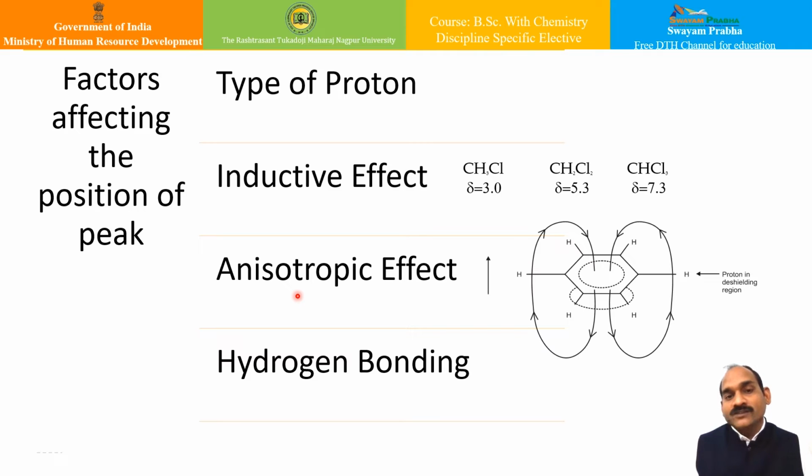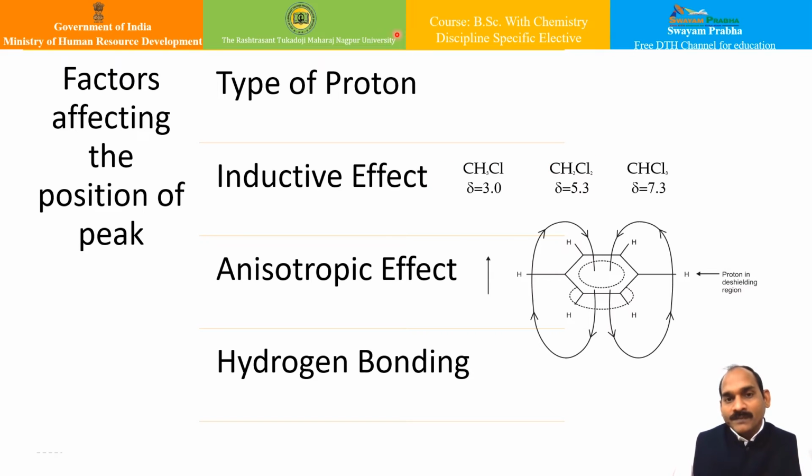Likewise, in the case of the inductive effect, if an electron-withdrawing group is present near the proton, it pulls the electrons, and therefore de-shielding of the proton takes place. Such a proton resonates at lower field, and therefore a higher chemical shift takes place. Take the example of methyl chloride, dichloromethane, and chloroform. You can expect chemical shifts of 3, 5.3, and 7.3 respectively, isn't it? You can see over here.